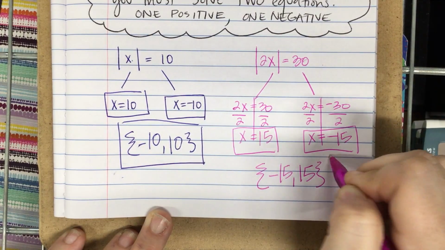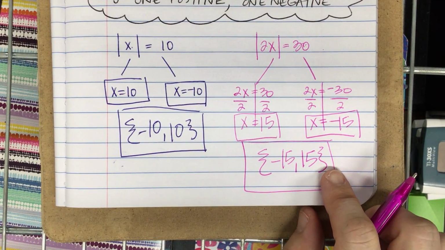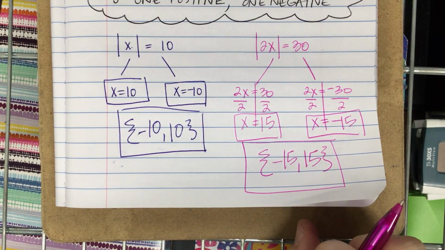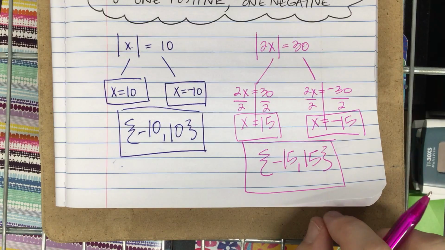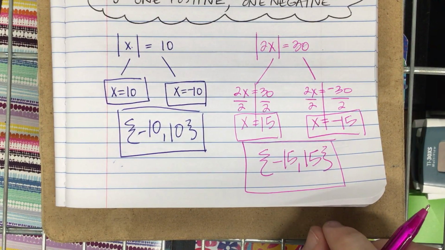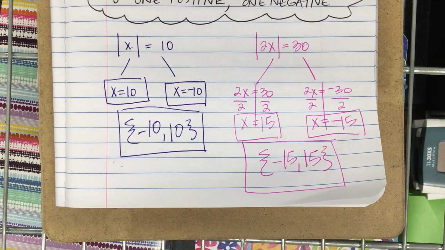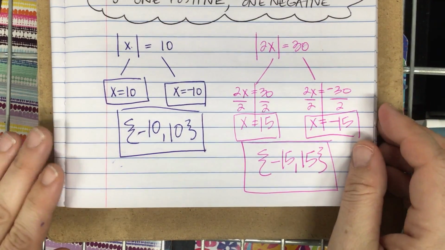I like to write my solutions least and then greatest. Both are going to be the same no matter how you write it, because it's not an ordered pair. They don't technically have that stipulation on them. All right, so let's try a little bit harder.